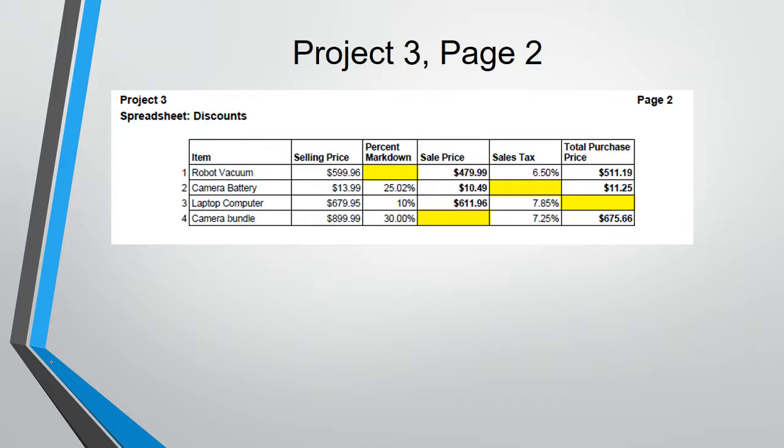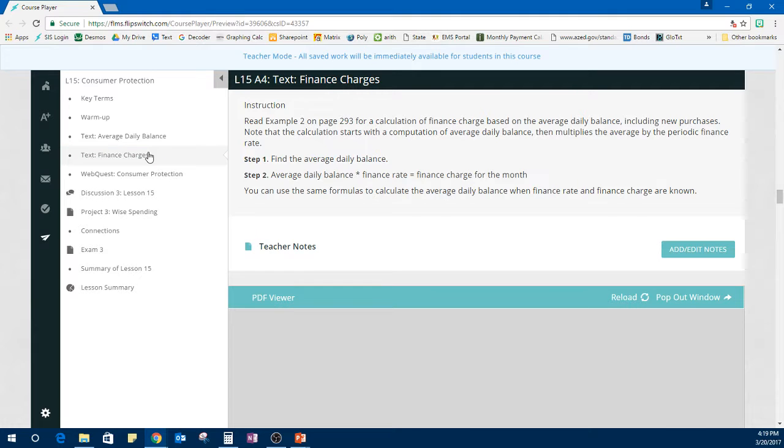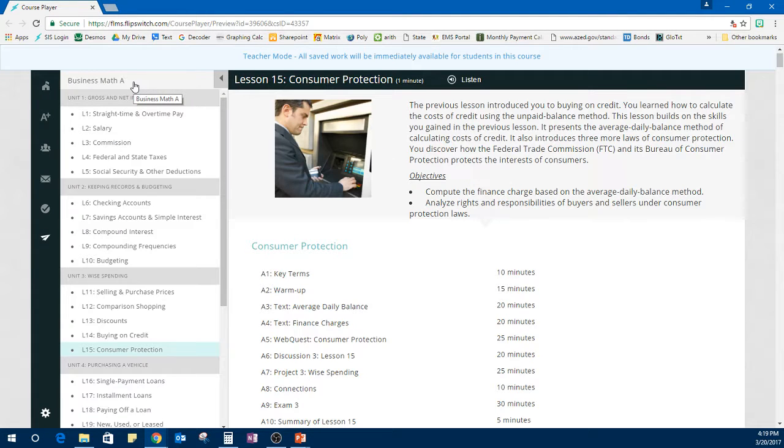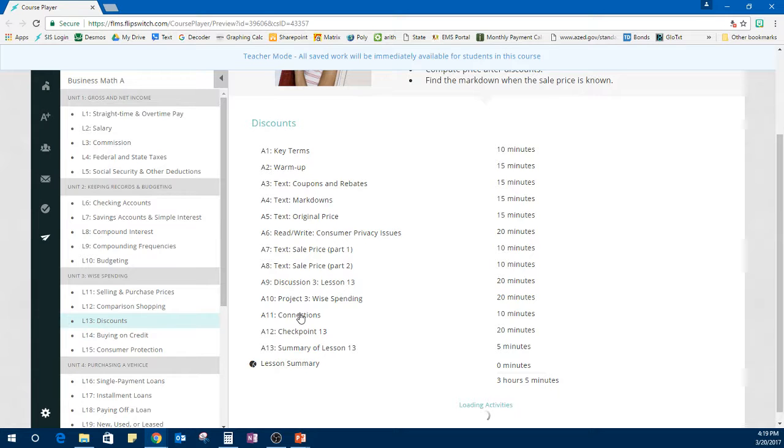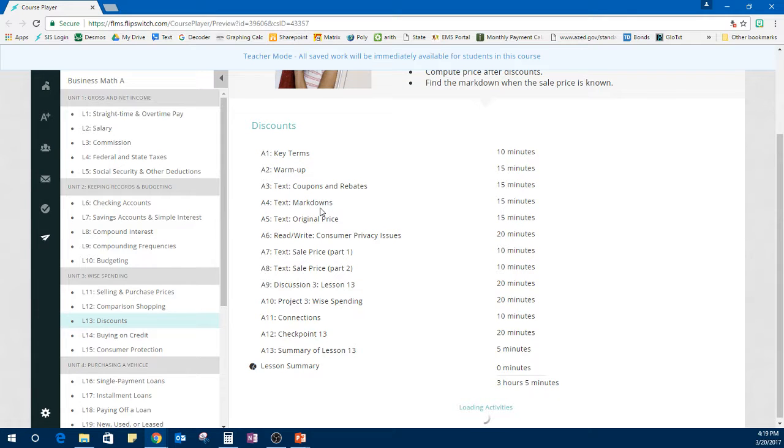let's do percent markdown. Just to let you know, you can find the information, the formula, if you don't have it written down, in lesson 13, activity 4. If you go to lesson 13, activity 4, it's called markdowns, and it shows you how to do it. I'm actually going to show you right now, but I also want to show you what's in the textbook really quick.